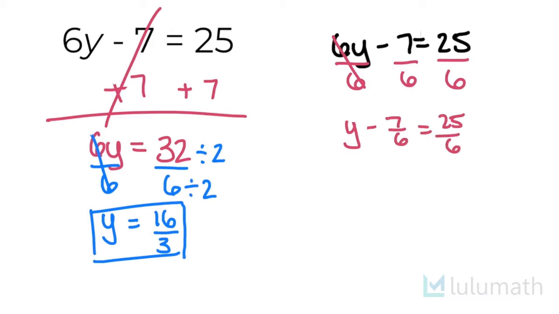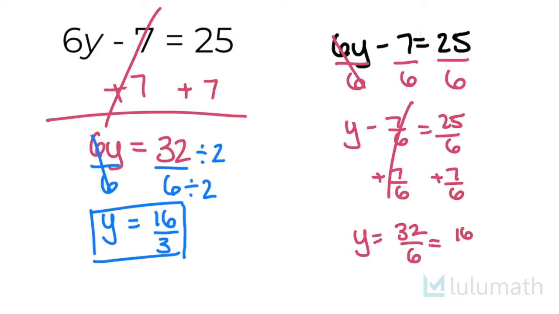Well, now I need to get this y alone, so I need to get rid of this minus 7 over 6. So I'm going to add 7 over 6 to cancel it out. So I end up getting 25 over 6 plus 7 over 6 is 32 over 6, which is what we got here, which brings us back to this 16 over 3.